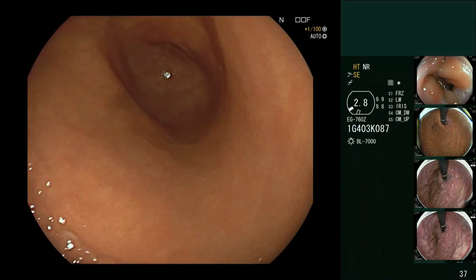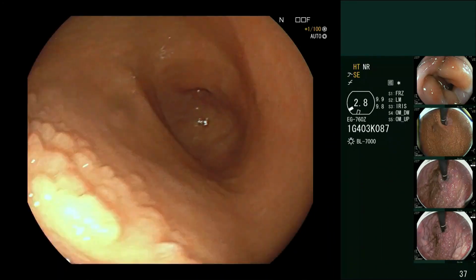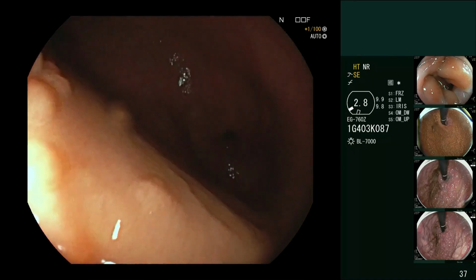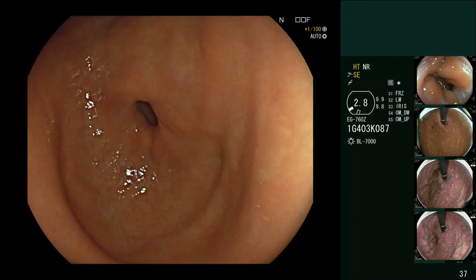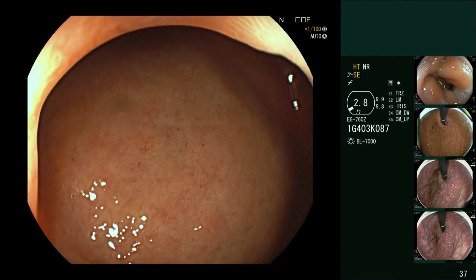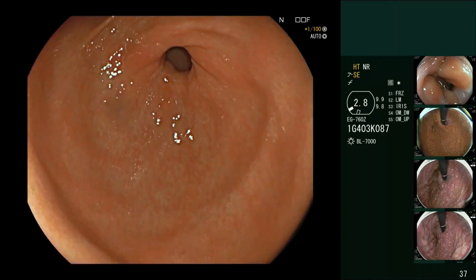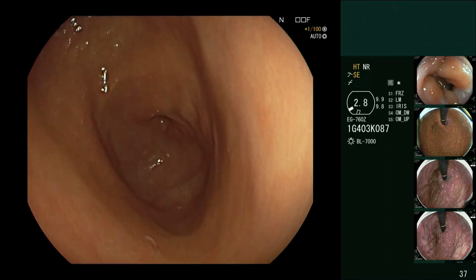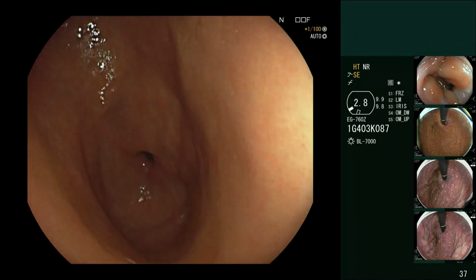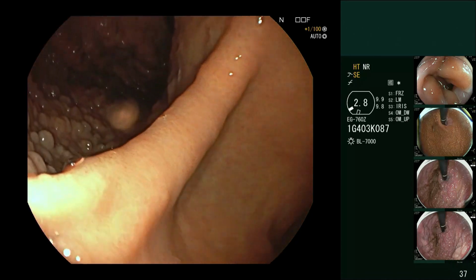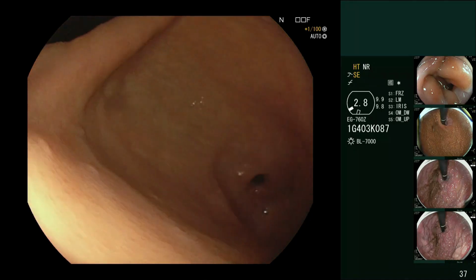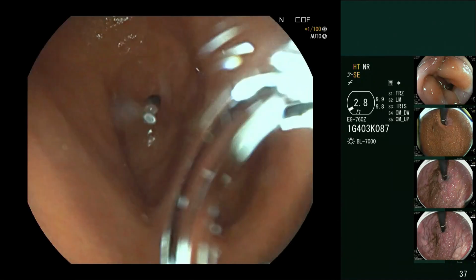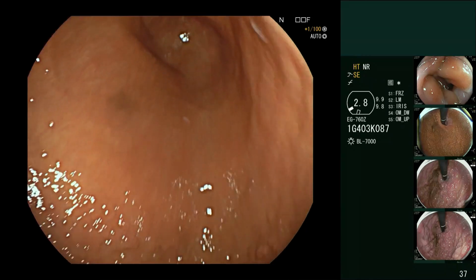So if we come down, we'll push the scope into the curve and then gently advance into the antrum. We can start by ignoring the duodenum for a second. And this patient has FAP, familial adenomatous polyposis coli. And we want to talk about structured stomach inspection.